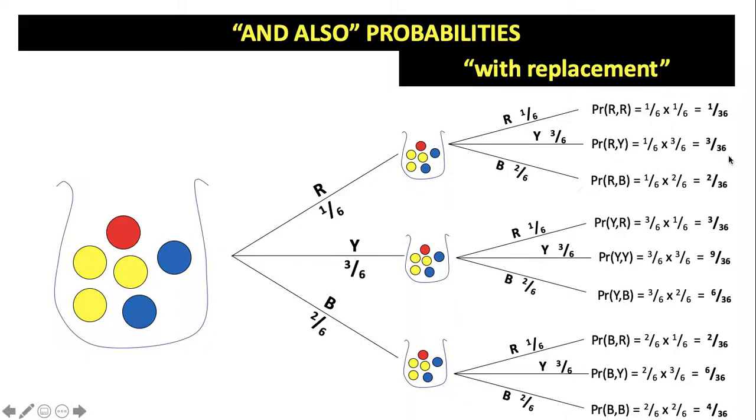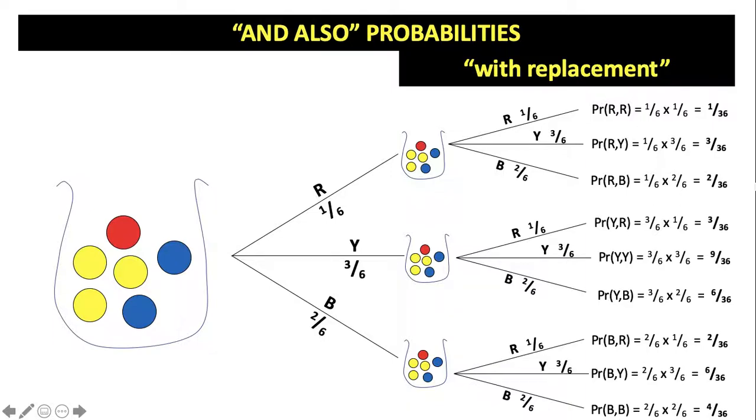And you can keep on multiplying the probabilities of the various events to get all the possible outcomes: red, red; red, yellow; red, blue; yellow, red; yellow, yellow; yellow, blue; blue, red; blue, yellow; blue, blue. All of these should add up to 1, 36 out of 36. So you can check that. By the way, do note that red-yellow is a different event from yellow-red. Red on the first pick followed by yellow on the second is a different outcome from yellow first followed by red.